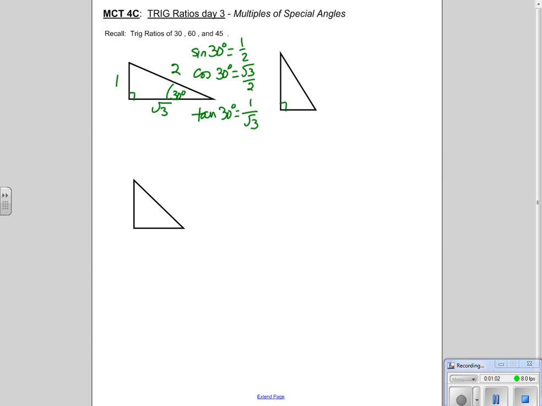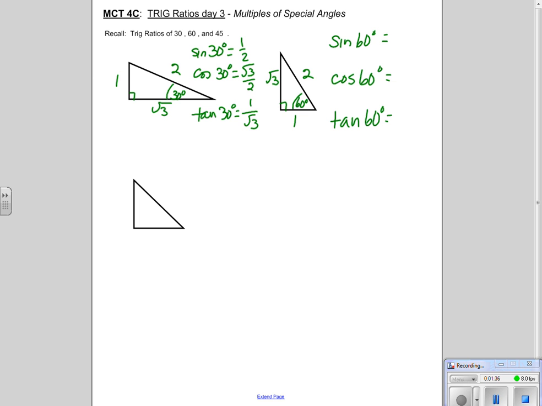60 degrees, coming from the same set of numbers. Hypotenuse of 2, short side of 1, and medium side of root 3. Sorry, I wrote 30 degrees in there and I said 60. 60 degree triangle. So we got the three trig ratios for 60 degrees. And any triangle that has sides in that ratio, 1 to root 3 to 2, will have a 60 degree angle in it. And a 30 and a 90.